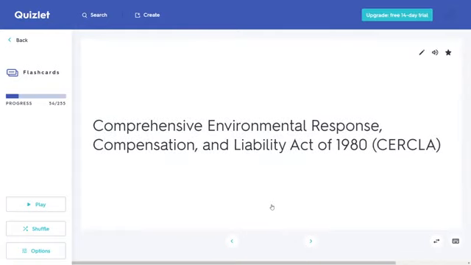All right, next one. Here we go. The Comprehensive Environmental Response, Compensation, and Liability Act. CERCLA, also known as the Superfund. So, what is that? Take a couple seconds to figure that out.